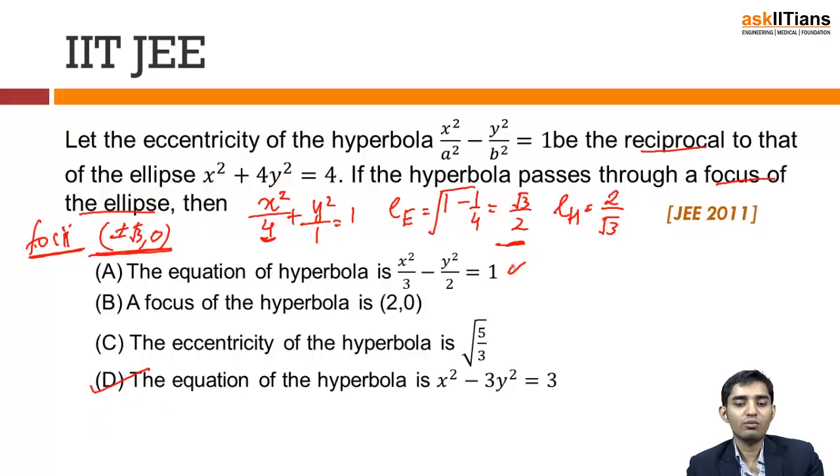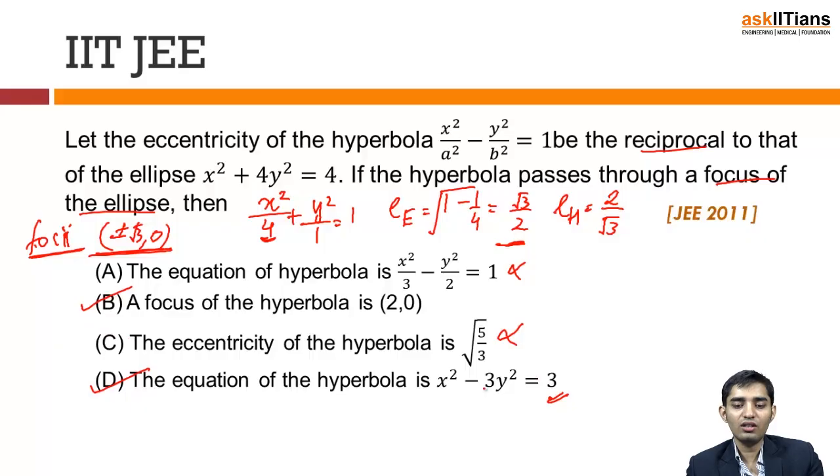So this cannot be the correct option. Eccentricity of hyperbola, this is also not correct. And if you find out the focus of this hyperbola, you will get 2, 0 only. So this was a multiple choice question, and the answer for this will be B and D, right?